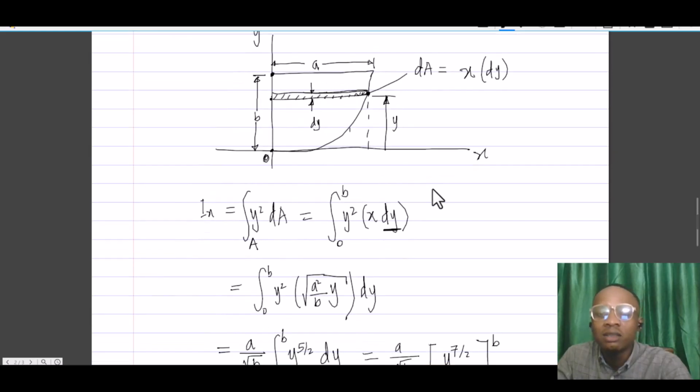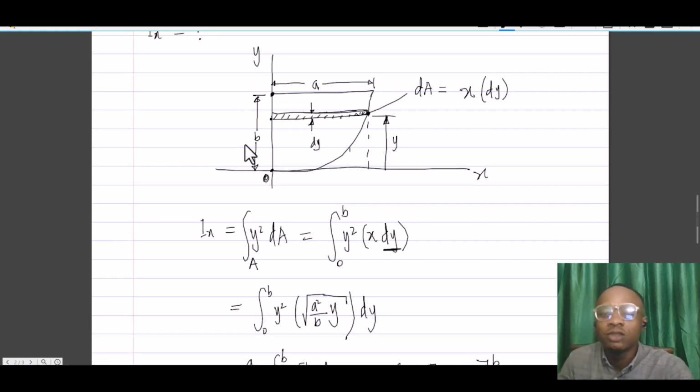So let's see how this will work out. We are done for this part, we've done the moment of inertia about the x-axis. Now if we consider this elemental area, what will be its moment of inertia about the y-axis? That's what we call the dIy, because it is for the differential area or elemental area.